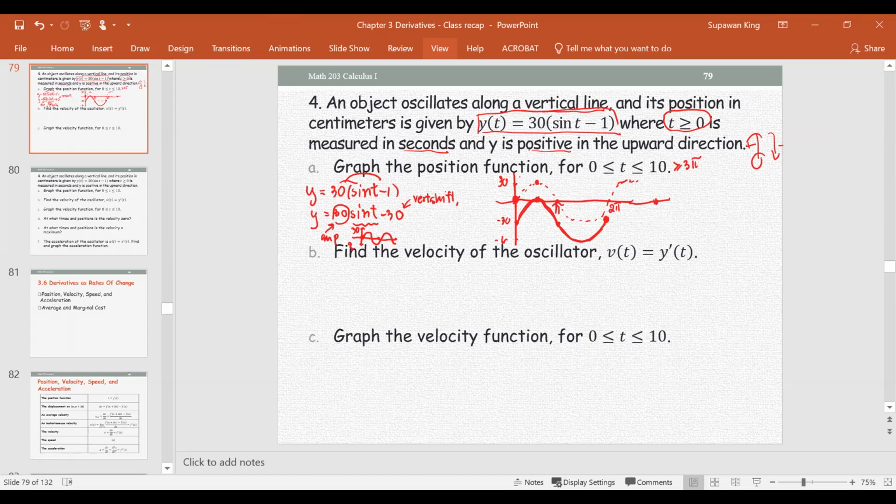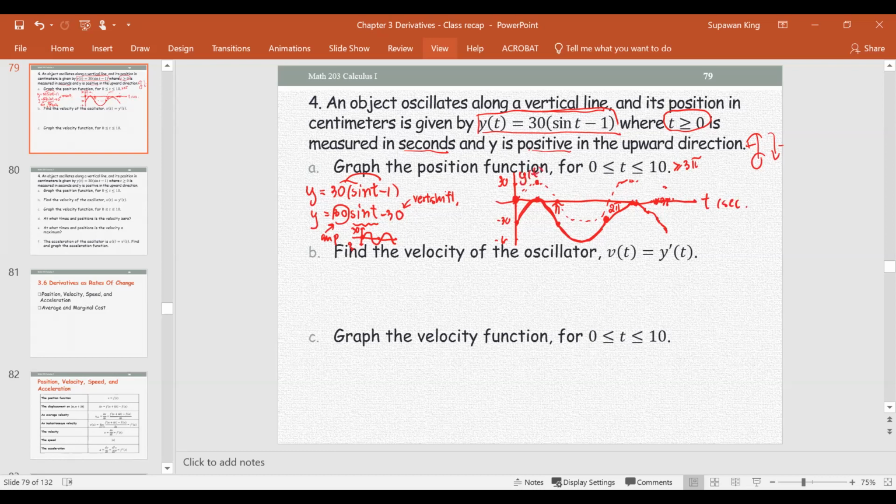So it goes up a little bit and then over right here, if this is 3 pi. That one is 3 pi, and then a little bit further down. So that is pretty much the sketch of the graph from 0 to 10 seconds. That's the graph of the position function.